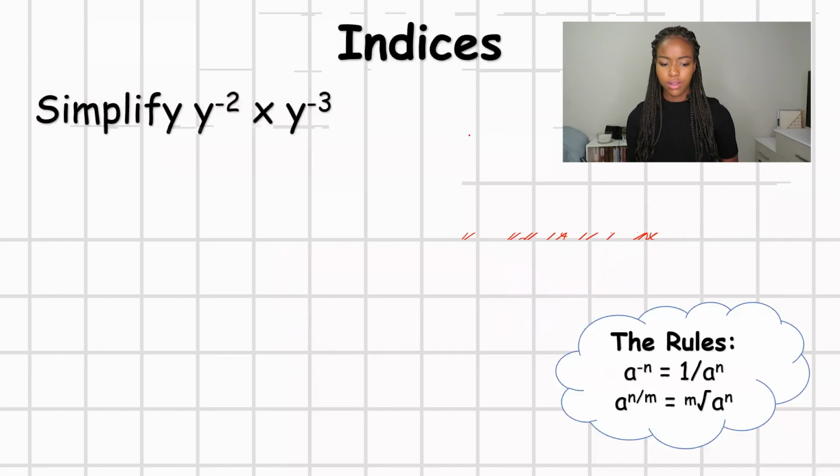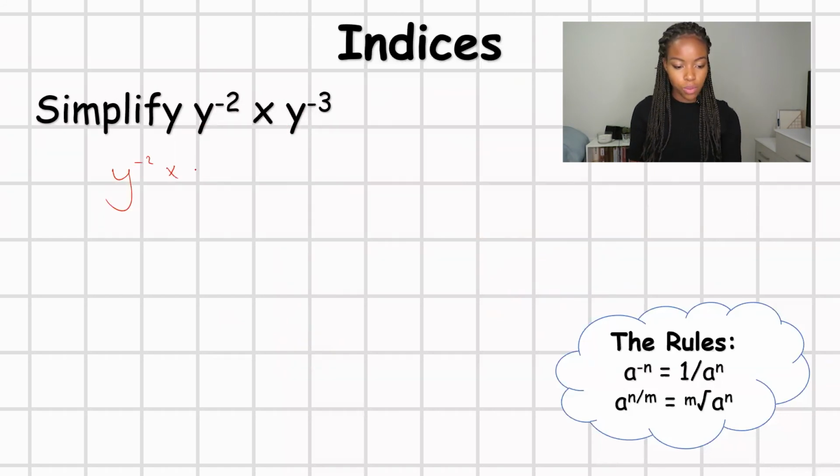And the last one is probably the easiest one. Simplify y to the power of minus 2 multiplied by y to the power of minus 3. So this is using the first index law that we did in the first video. If we have y to the power of minus 2 multiplied by y to the power of minus 3, we have to add the powers together. So that would be y to the power of minus 2 plus minus 3.